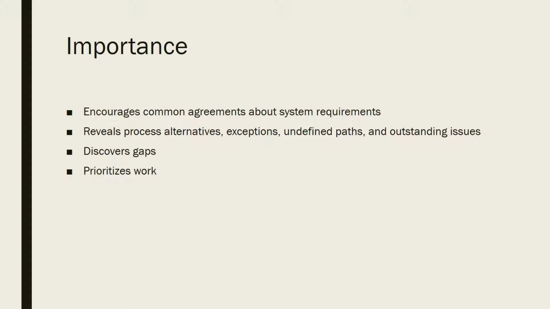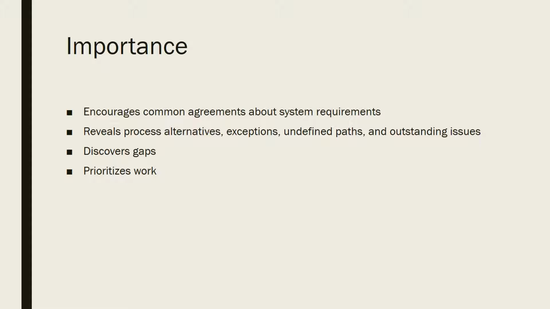It also reveals process alternatives, exceptions, undefined paths, and outstanding issues. So when we were talking about the roadmap as a use case, this also provides alternative processes. So when a road is blocked, it will give you another road to take. Same thing with a use case. If a system path is blocked, it will find a different path.